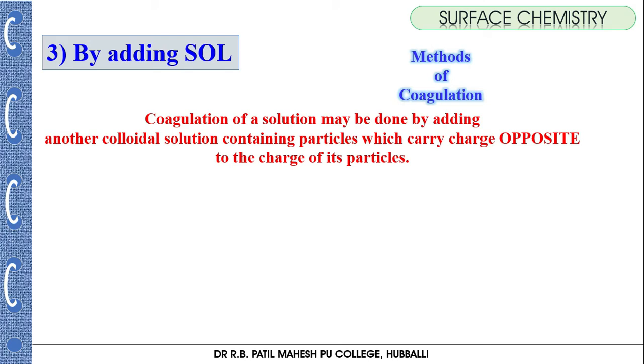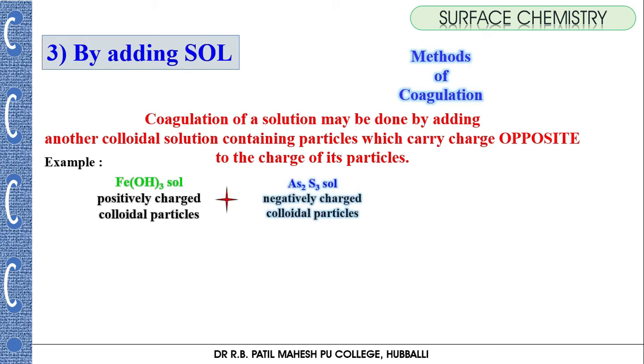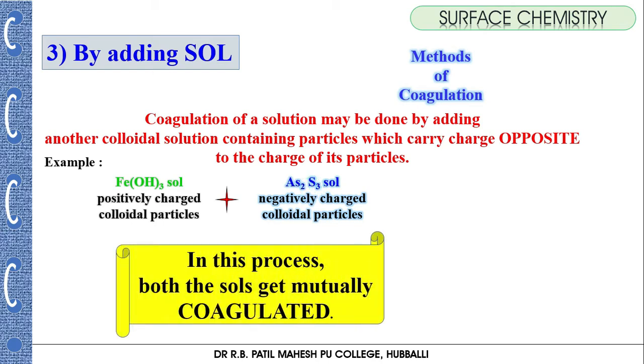For example, ferric hydroxide sol is a positively charged sol and it contains positively charged colloidal particles. Adding arsenious sulfide sol, which is negatively charged, brings about coagulation. In this process, both sols get mutually coagulated.